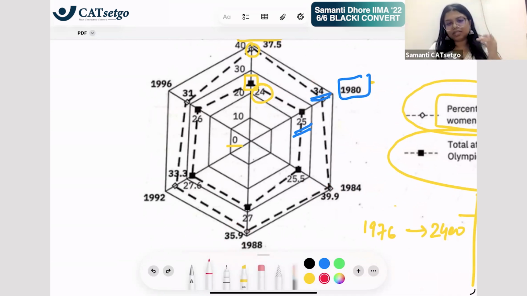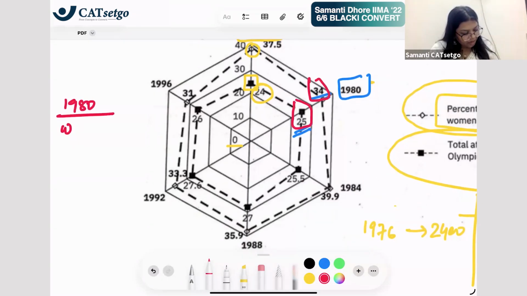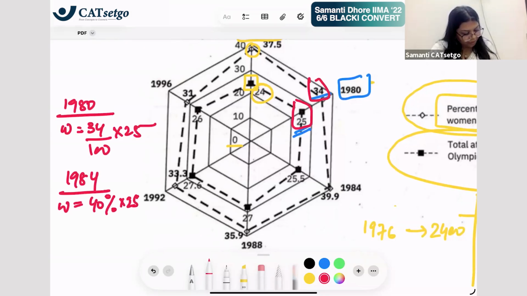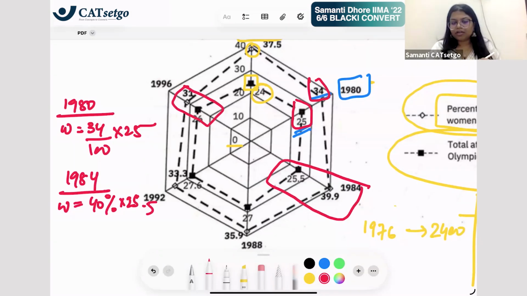ऊपर से और how do you make calculation? See, think about it this way. Women are how much in 1980? We have women are how much? 34% of 25. While in 1984, we have women to be roughly 40% of 25.5. So definitely this is bigger. Definitely this is bigger, right? Now here, anywhere you calculate, this is 26% of 31. This is definitely smaller, right? So this is how you can compare and find out directly, and you'll be able to determine where are the men maximum.